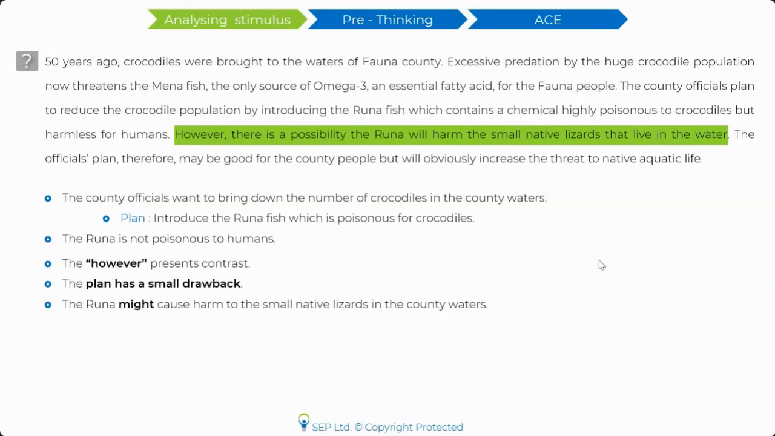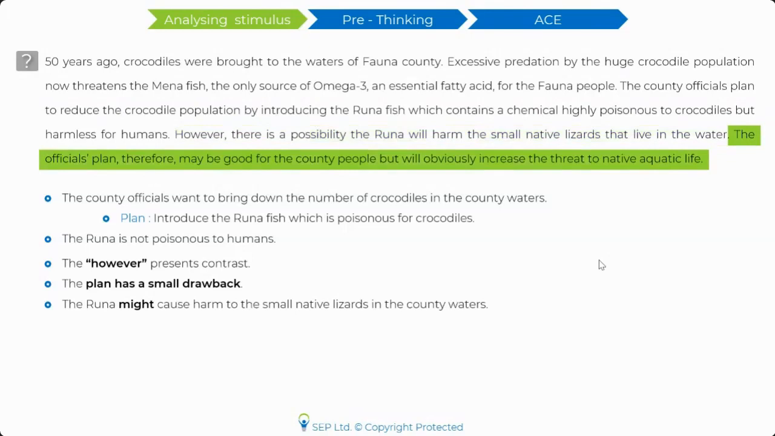Okay, fine. So what else do we have? Now, clearly the however is a contrast. Let's read on beyond that. The officials' plan, therefore, which we know is a conclusion marker most of the time, may be good for the county people. So one part of the outcome of the plan could be good. It could be good for the county people, but will obviously increase the threat to the native aquatic life.